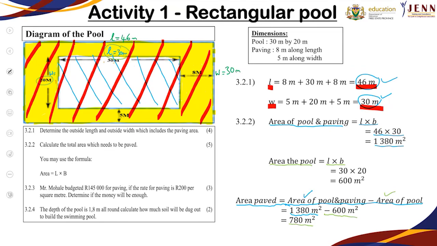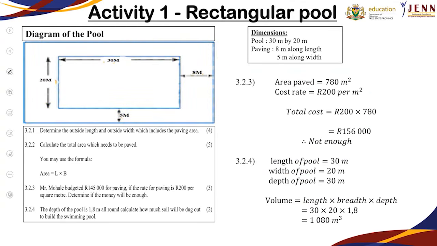So let's go to 3.2.3. It says, Mr. Mohali budgeted 145,000 for paving. If the rate for paving is 200 per square meter, determine if the money will be enough. So first of all, I need to find out how much he is going to pay for the paving. How much is it going to cost?